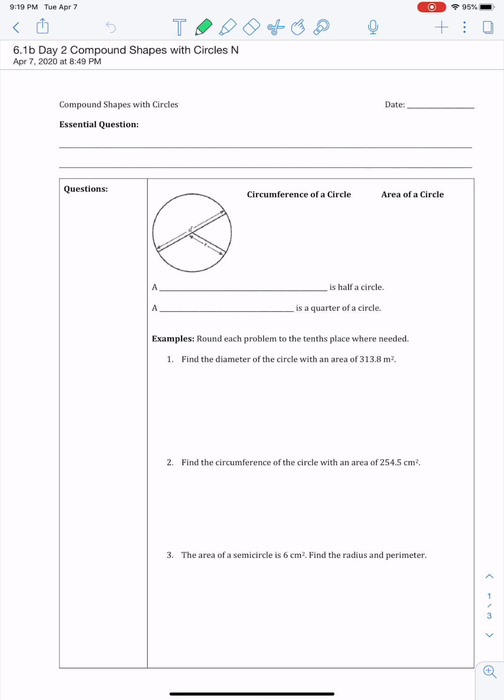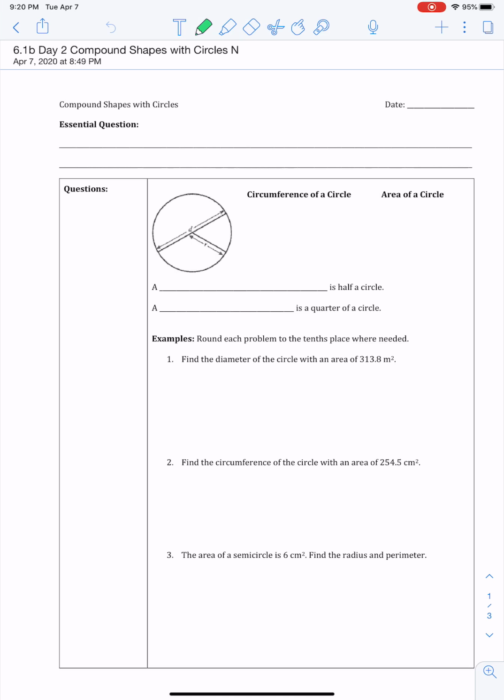All right, this is 6.1B, day 2, compound shapes with circles. So yeah, the previous lesson was just about circles, and this will be about parts of circles and shapes that are made up of other shapes and circles.